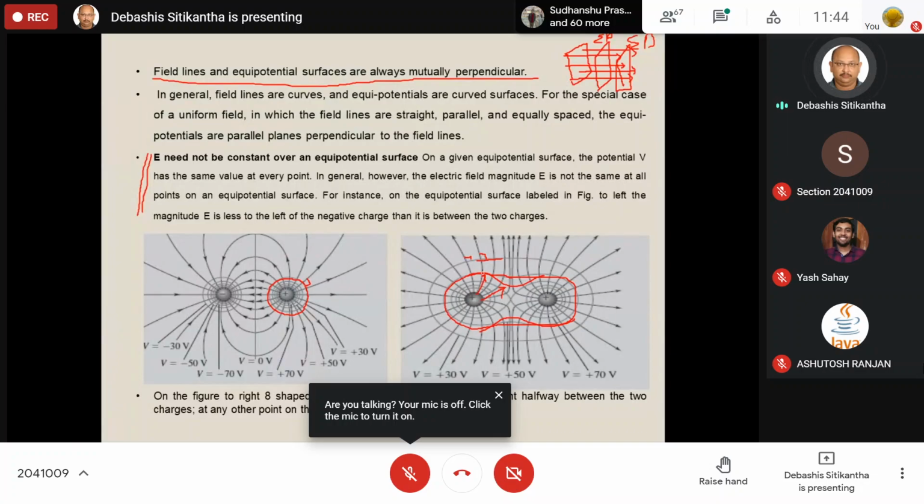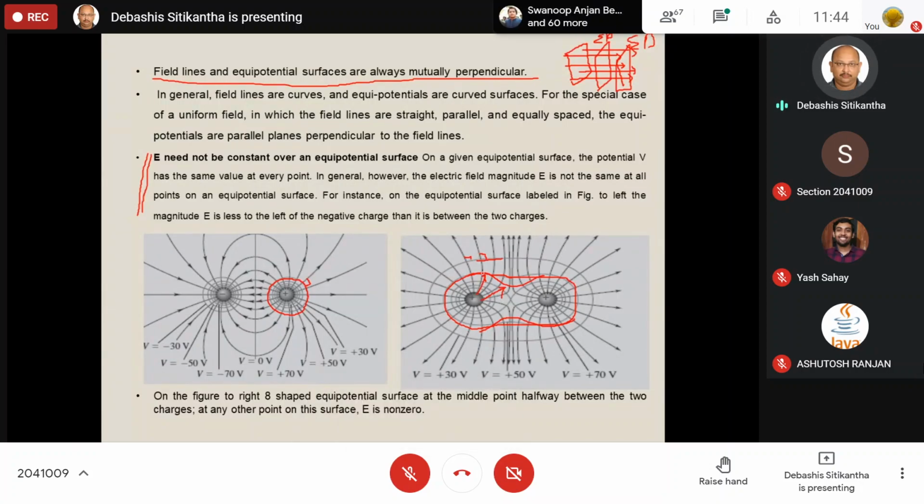Anyone with any sort of doubt, please ask me. One thing is very sure: on an equipotential surface, your potential is definitely going to remain constant, but the electric field may or may not remain constant.